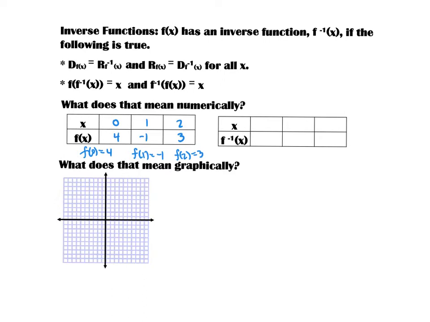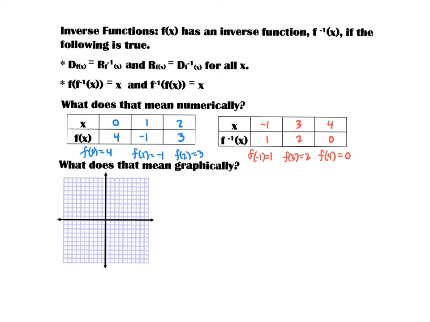Numerically, we can see this in the table, that then f inverse of 4 would equal 0, f inverse of 3 would equal 2, and f inverse of -1 would equal 1. So all that we did was we swapped the x's and the y's. So let's see what this looks like graphically.